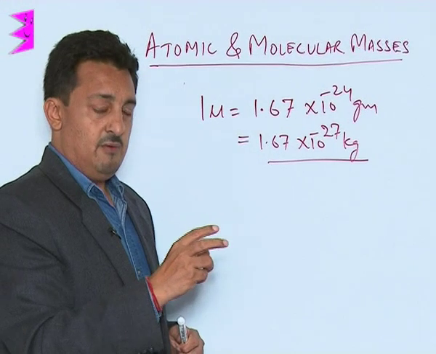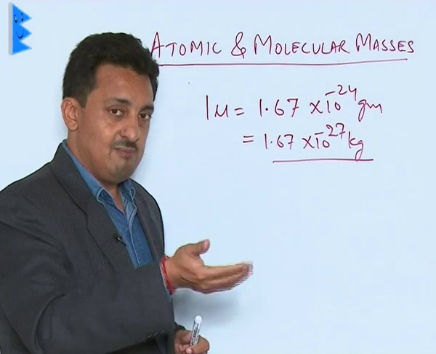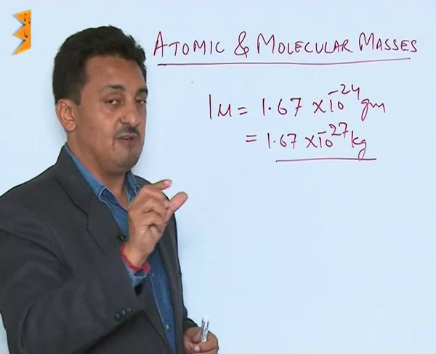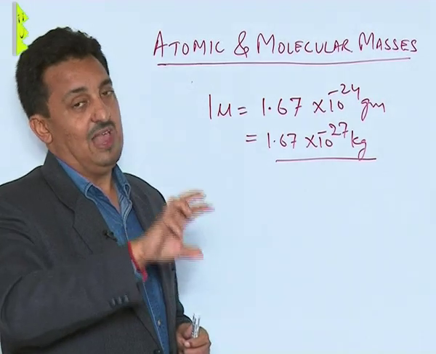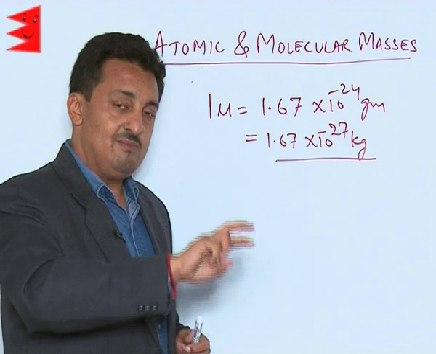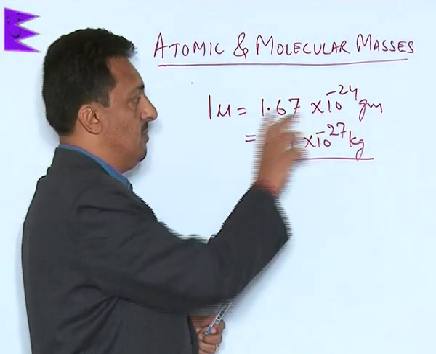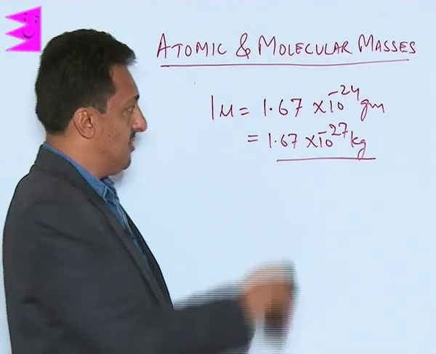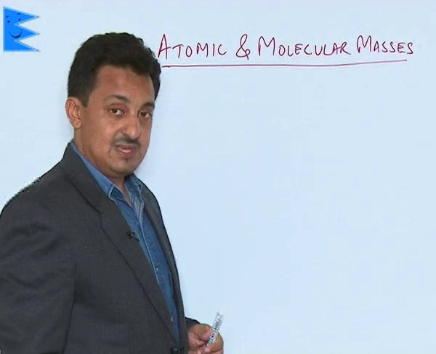So to make it more convenient for us, we express the masses in terms of U or unified mass, and when we do calculations, we will convert these U's into grams, and the conversion factor is that 1 U is equal to 1.67 times 10 to the power minus 24 grams.